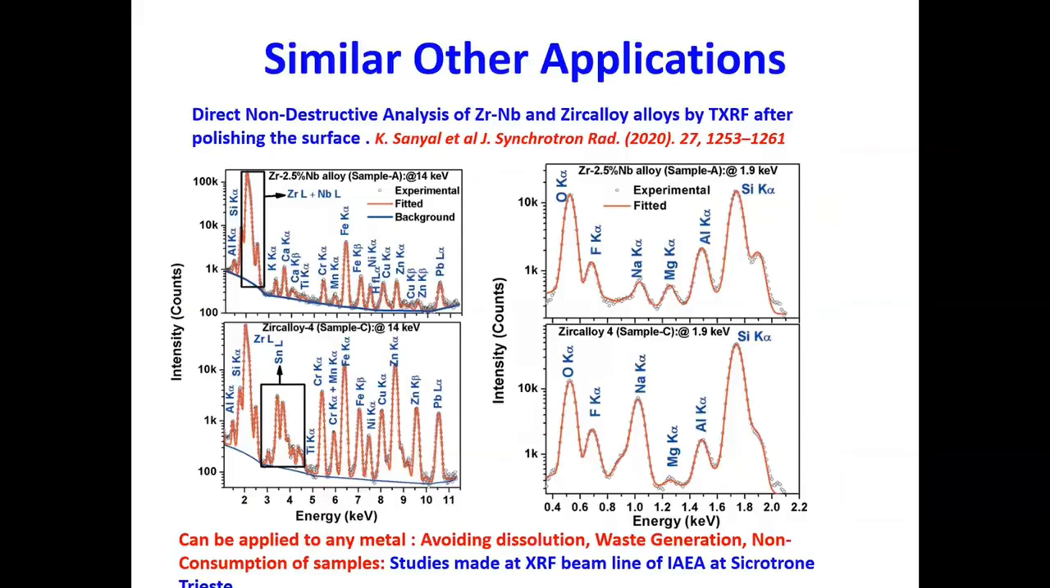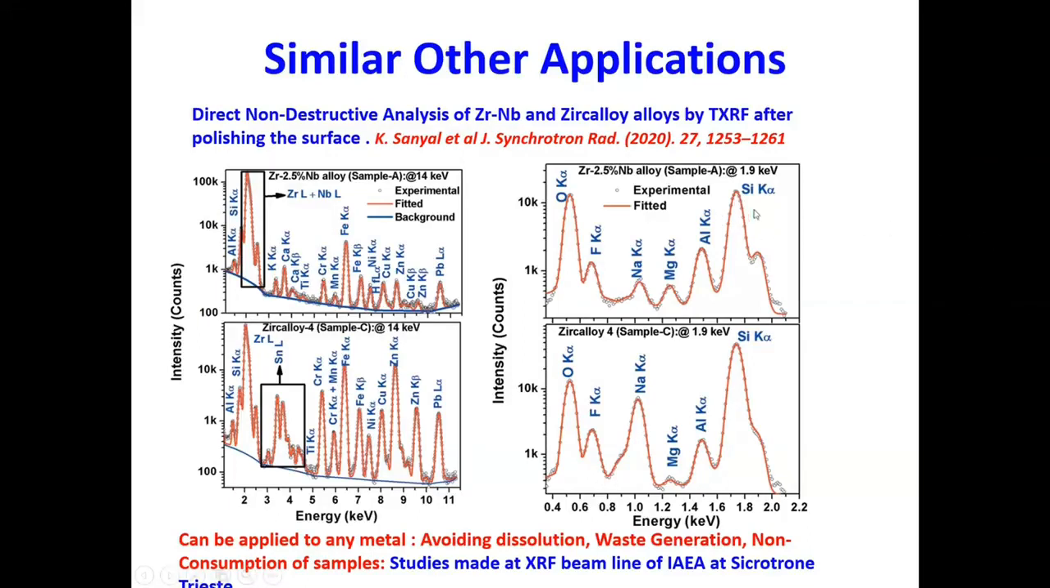Similarly, we applied another approach for analyzing the sample without dissolution on zirconium-niobium and zirconium alloys. We cut the sample in the TXRF sample shape and polished it so that its roughness is similar to the TXRF sample support, and we analyzed it directly on the IEA beam line of synchrotron Trieste using two excitation energies, 14 keV and 1.9 keV.